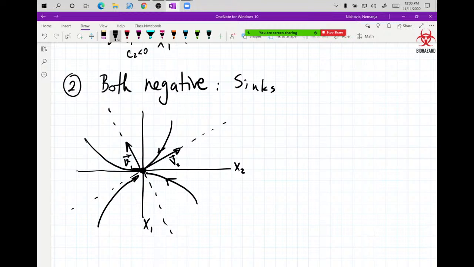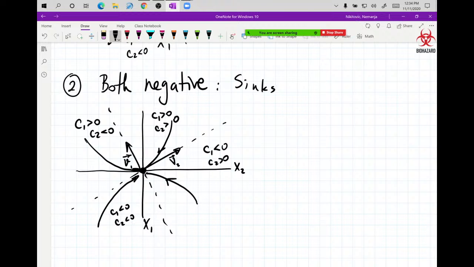So you don't know what they are, but you know that both of them are negative. So that's what takes care of this. And then you have, again, C1 positive, C2 negative. Then you flip them over here, C1 negative, C2 positive.